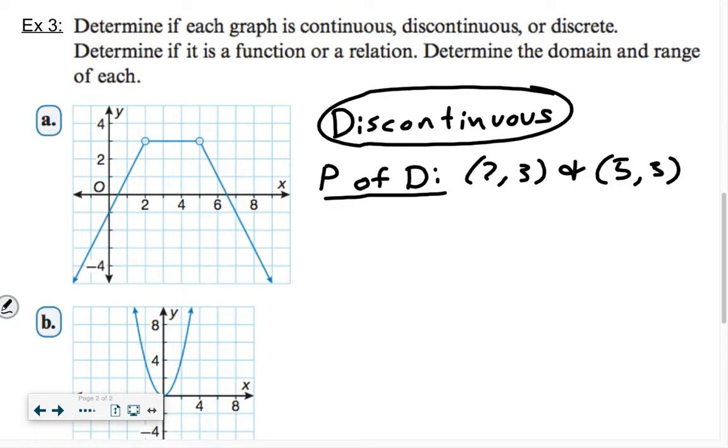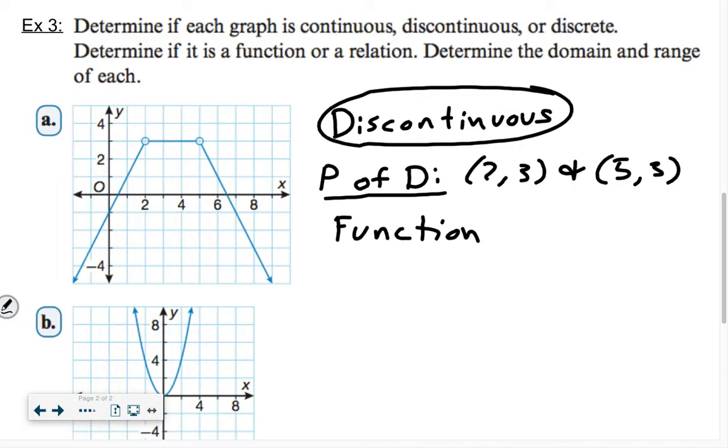Function or not a function? What do we use when it comes to a graph to determine whether it's a function or not? The vertical line test. We are tempted to say no, not a function because we have these holes, but according to the vertical line test, it still passes it. So it is a function. Even though we have holes and gaps, it's still a function.